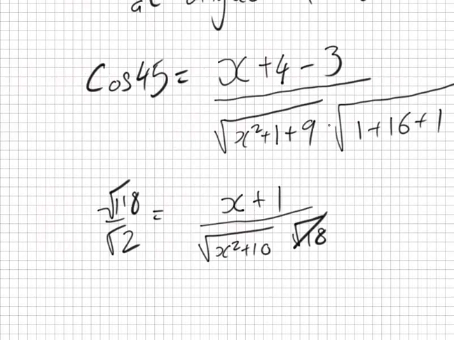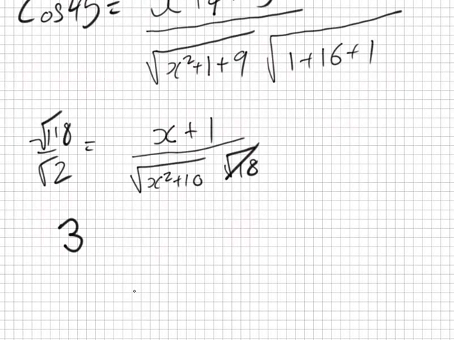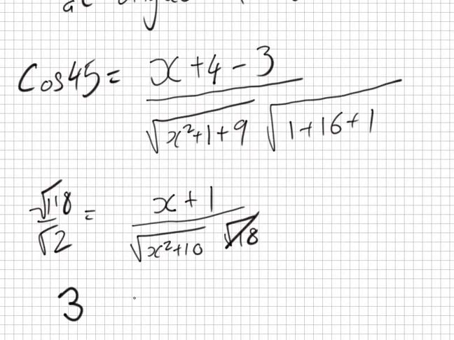Any other questions then? How did I get 18? This here is 3, isn't it? Somebody tell me how it's 3. 18 divided by 2 is 9, root 9, so 3. So 3 equals x plus 1 over square root x squared plus 10.